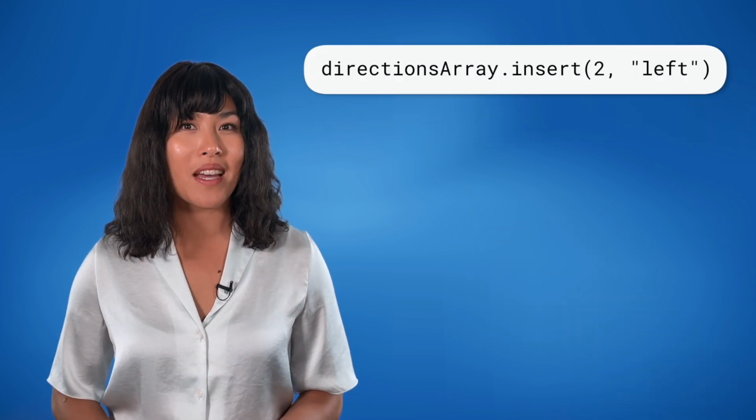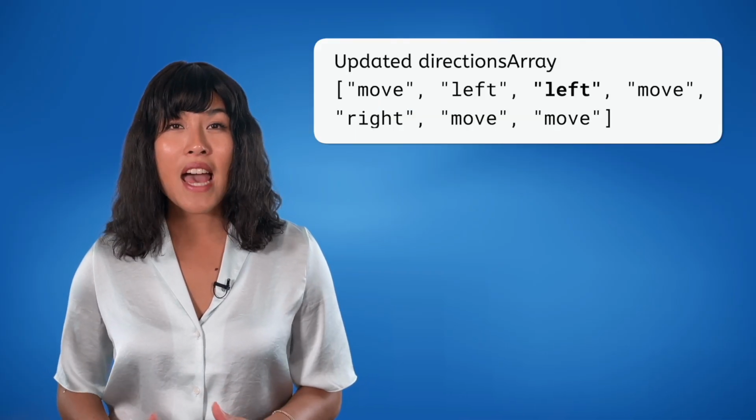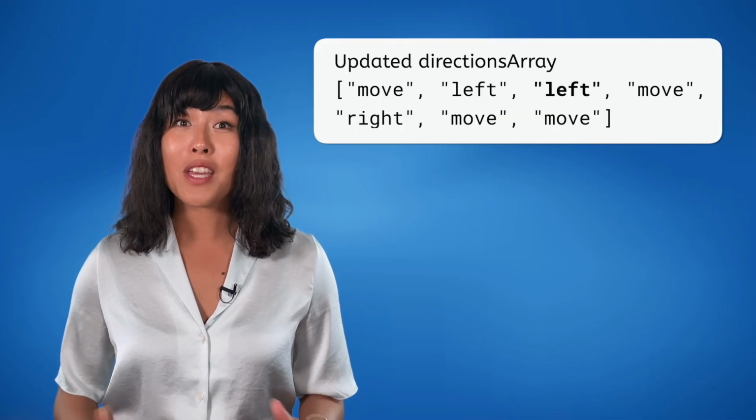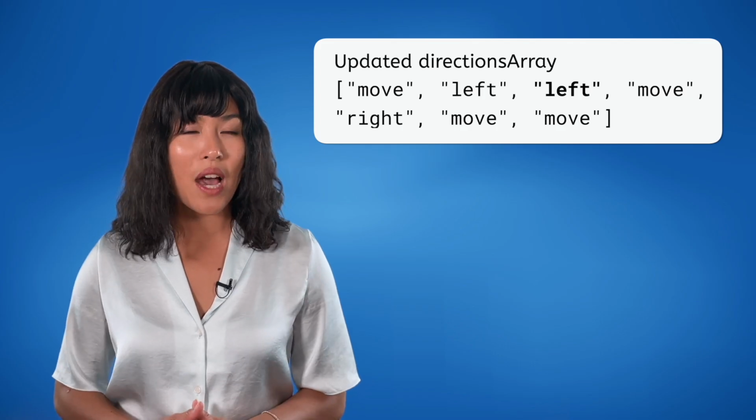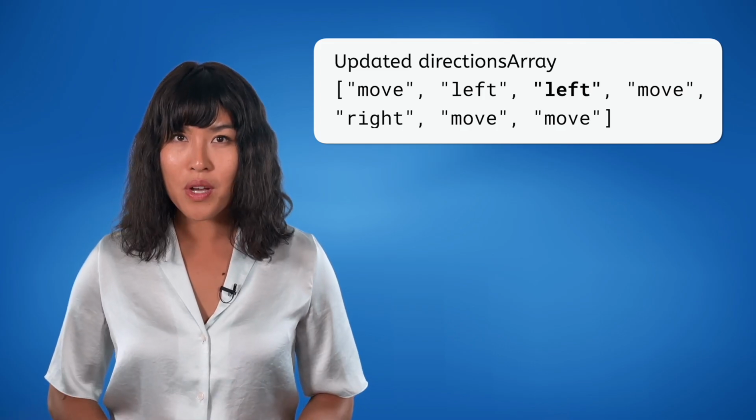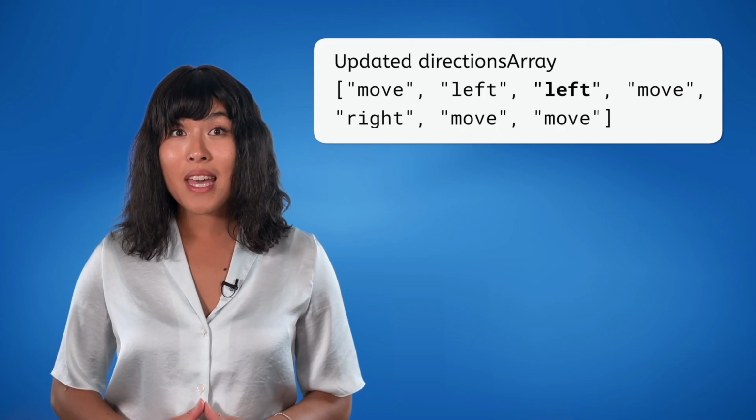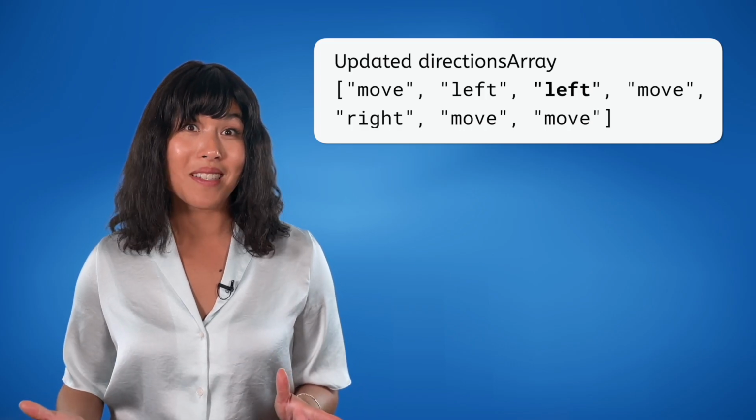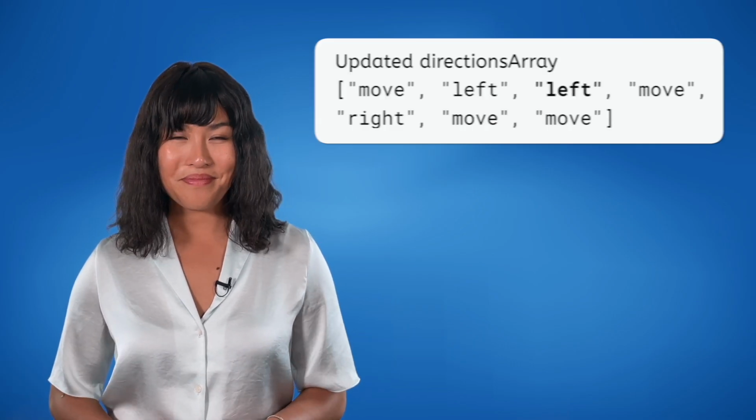Here is the code we needed to write to add the left command to the array at index 2. Notice that left has been added at index 2 in the array. Be sure to take into account that arrays always start at 0, so the item at index 2 is actually our third element. Great job! We have one more operation to explore.